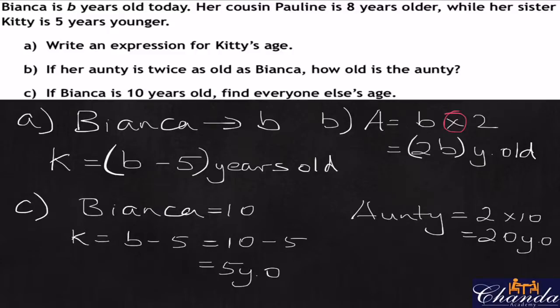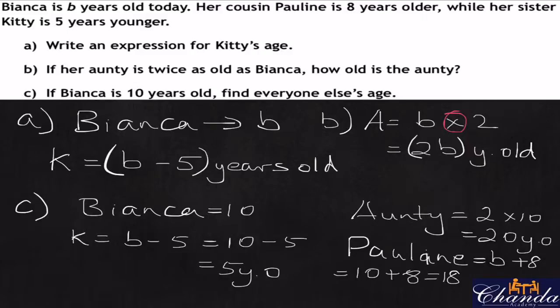And finally, Pauline, who is her cousin. So Pauline is 8 years older than Bianca. So that's B plus 8, or 10 plus 8, which gives me 18. So Pauline is 18 years old.